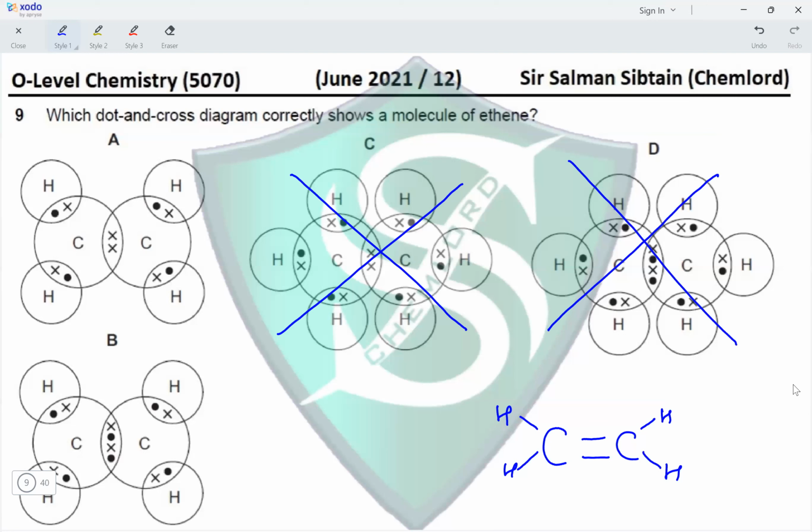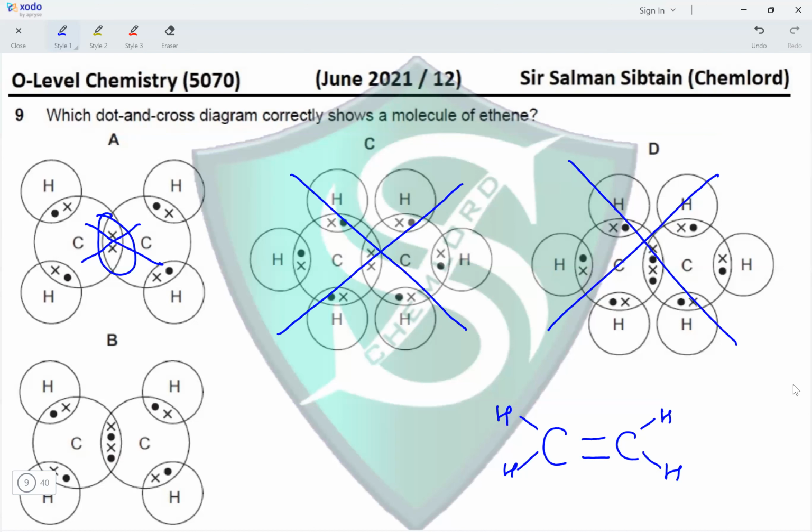So now we look at the number of bonds present. In A, there is a single bond present between the two carbon atoms, but the electrons shared are from the same carbon atom. It should have been a dot and cross, but still the second bond is missing. So based on this, option A is eliminated. Now option B remains. Option B is the correct option.